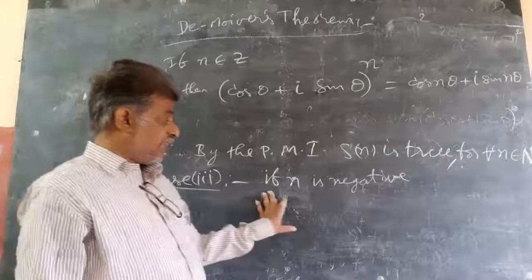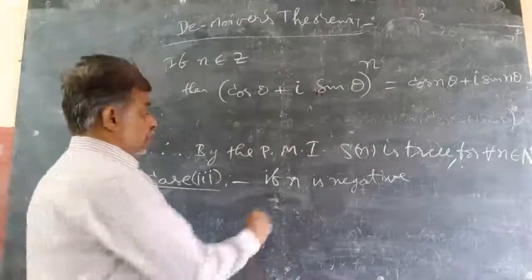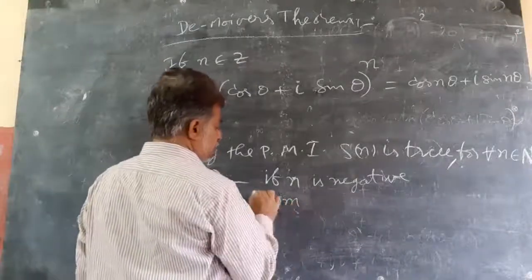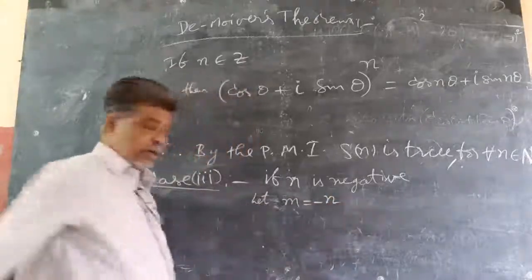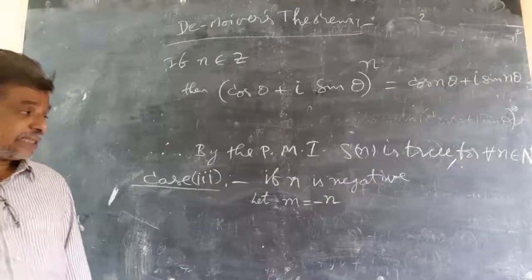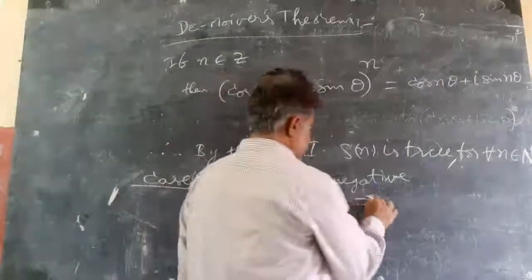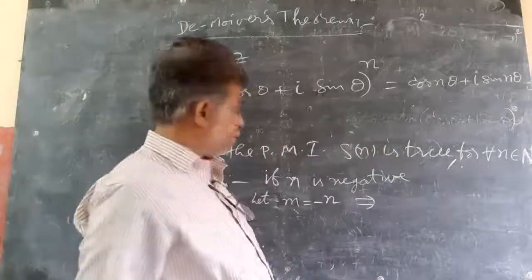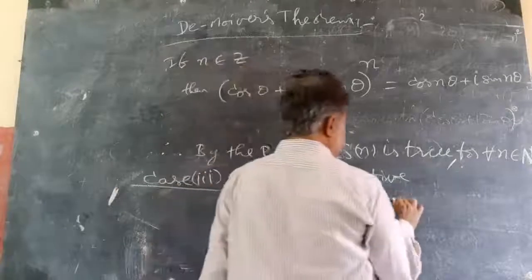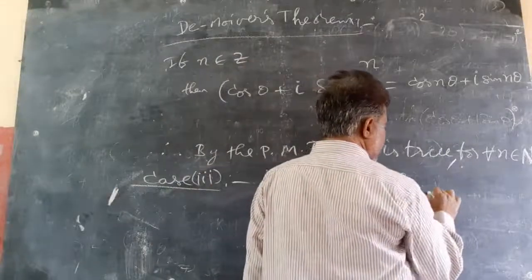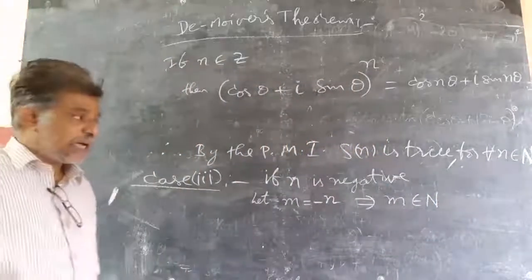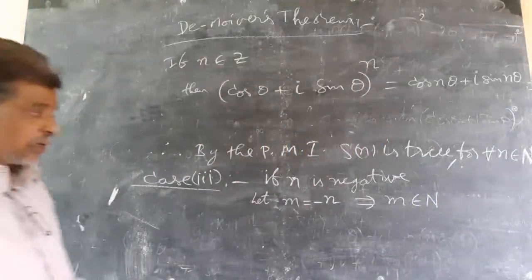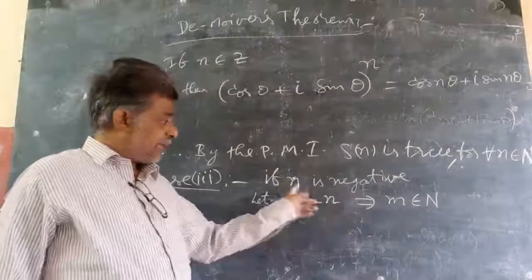In this case, if n is negative, I will take some m, let m equal to minus n. If n is negative, m equal to minus n is positive only, means m belongs to N only.